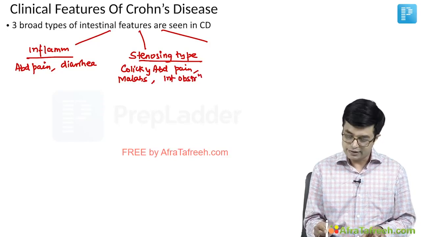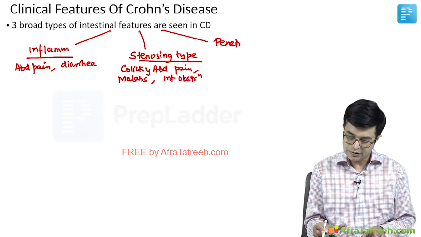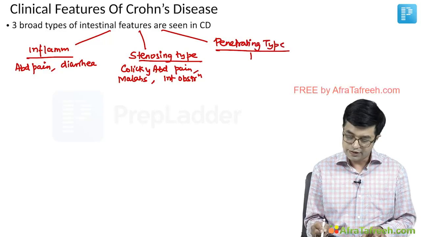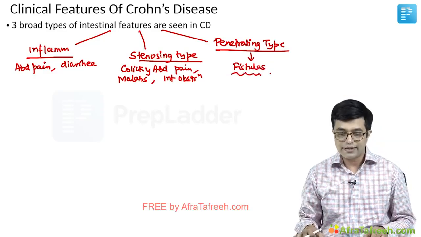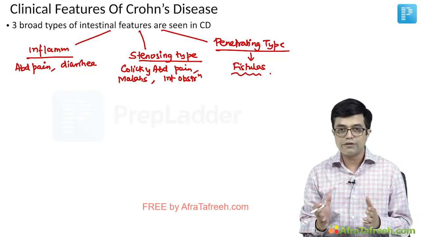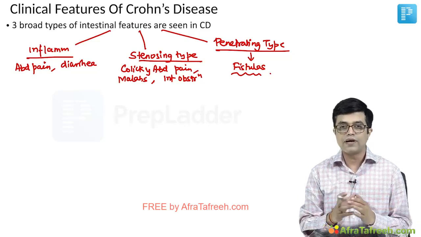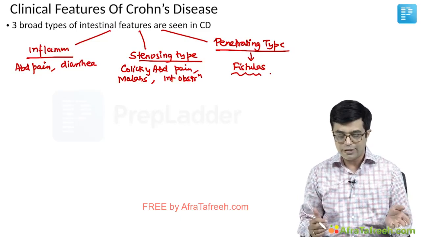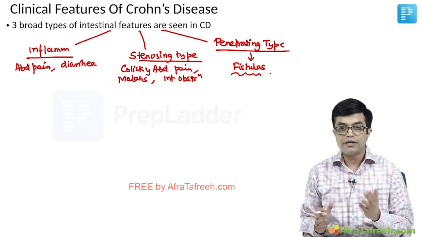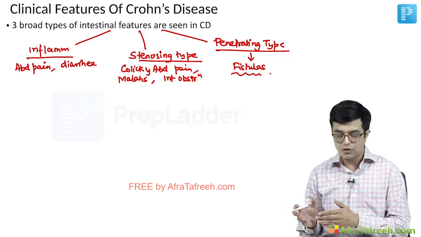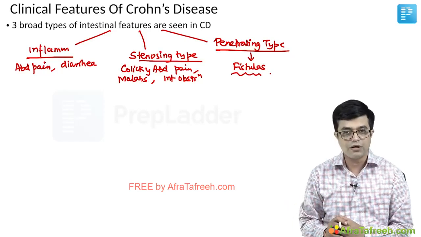And the third variety is the penetrating type. These are the children who will develop various types of fistulas, and there will be symptoms related to fistulas. You need to understand that these features are not exclusive, and they tend to overlap with one another. They may start as inflammatory, go on to the stenosing type, some of the inflammatory ones directly go on to penetrating type and develop features of fistula, and so on.